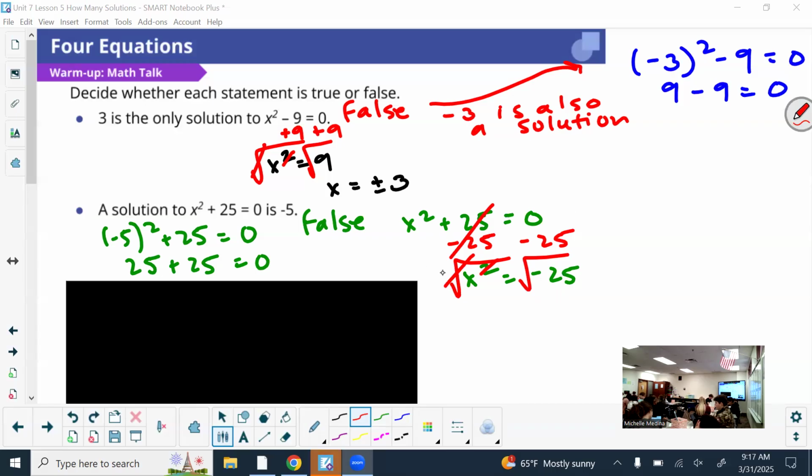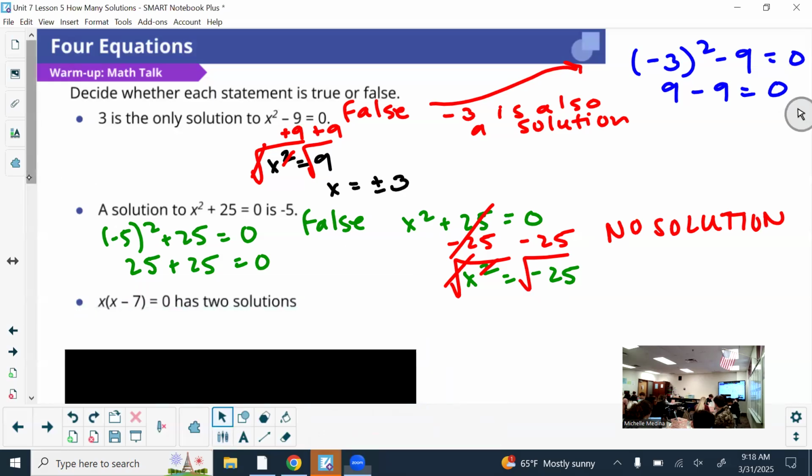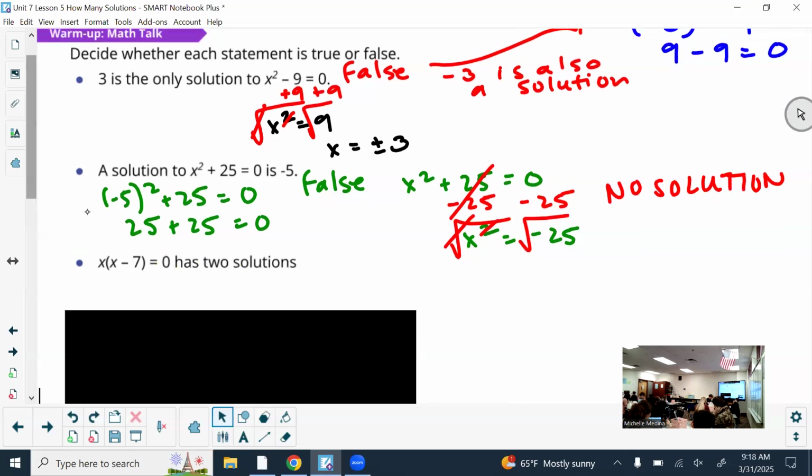So it's false because the solution to this is actually that there is no solution to this equation. Good on this one. Well, then the next one, put your thumb up when you think you know whether it's true or false. x times (x minus 7) equals 0 has two solutions. True or false? Put your thumb up when you think you know.